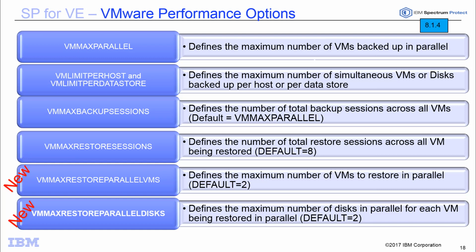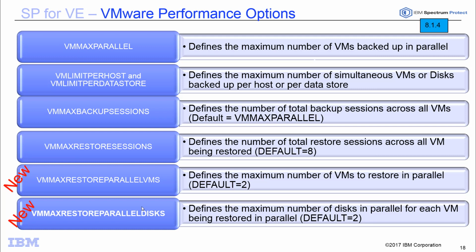Now, as you see here, the default is 2 for restore parallel VMs, and restore parallel disks, the default is 2. But you can increase those depending on the performance and the infrastructure that is available in your environment. Now, of course, note that these will be limited by this VM max restore sessions, and the default for those is 8. So the number of sessions that you get when doing a restore will depend on that VM max restore sessions.